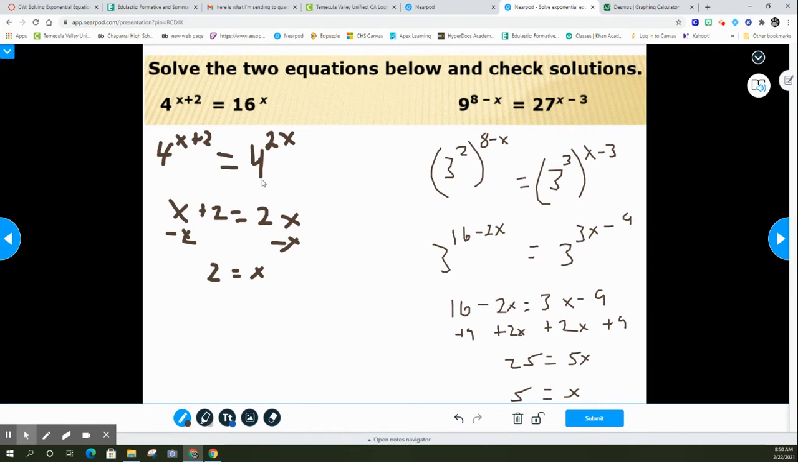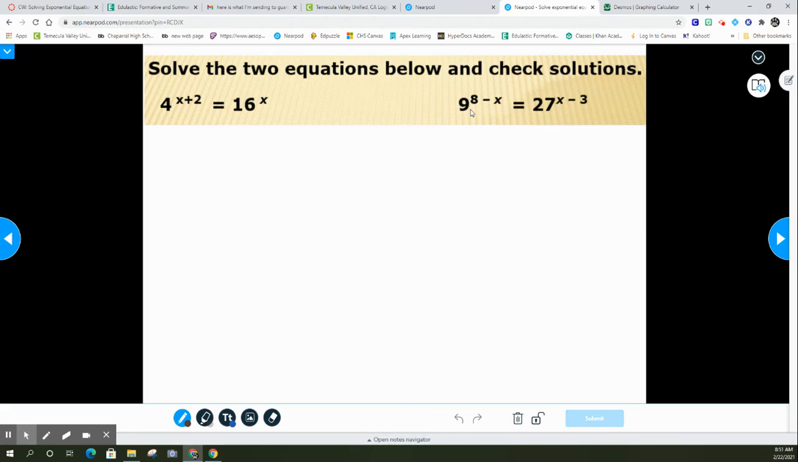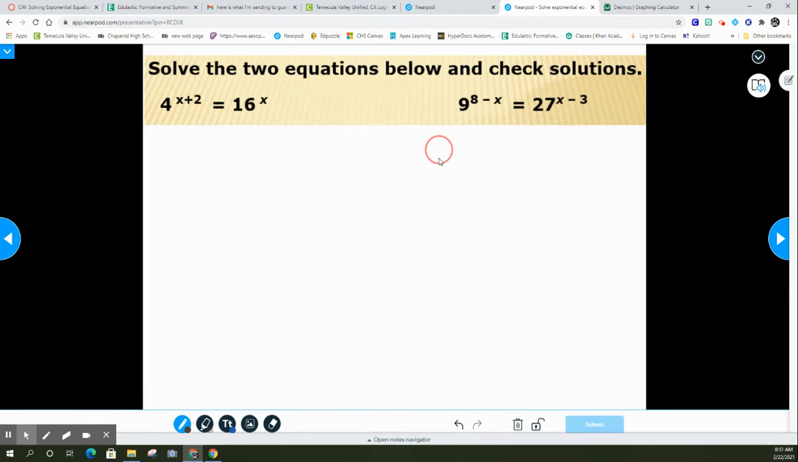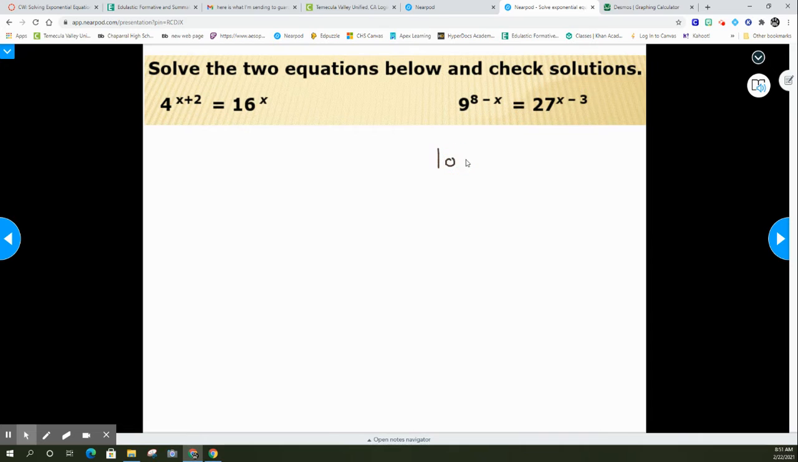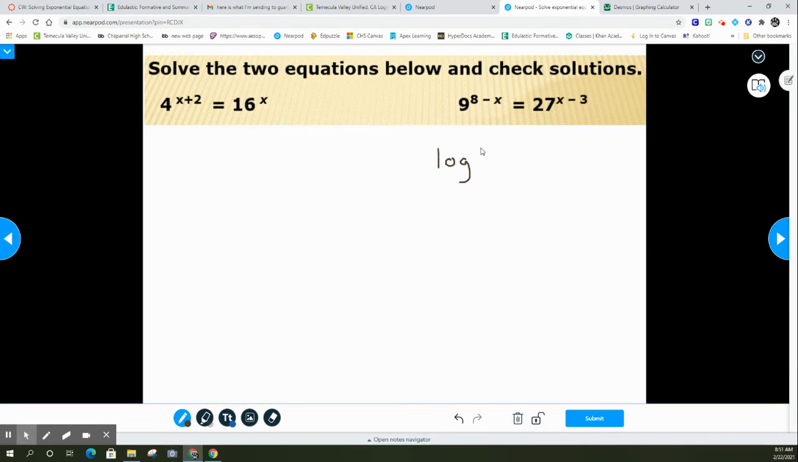All right, so strategy 1 here is to get the bases the same if possible. That's the easiest way. All right, if you cannot get the bases the same, then strategy 2 would be to log both sides. Because, as we learned last week, logarithms are the inverses of exponentials.